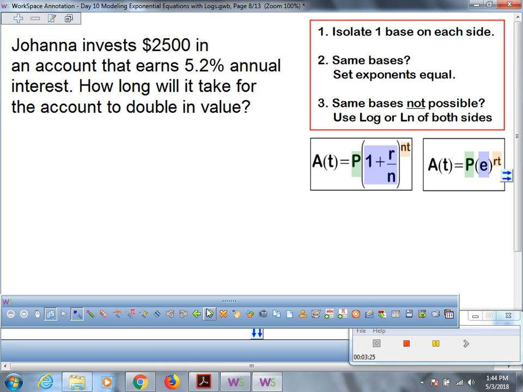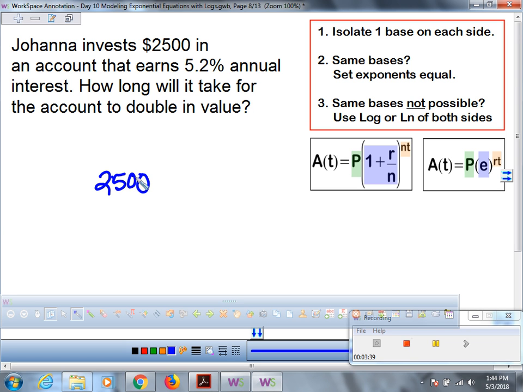Okay, skip over that one. Okay, Johanna invests $2,500. So that's my initial investment, $2,500, in an account that earns 5.2% annual interest. You got to be careful with these, right? We learned in the very beginning, you've got to be able to turn that into a decimal. So I'm just going to talk like it's in percents to begin with. So I have 100%, and I'm adding 5.2% for t years.